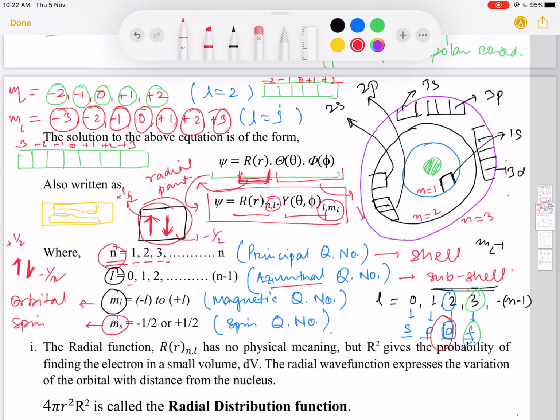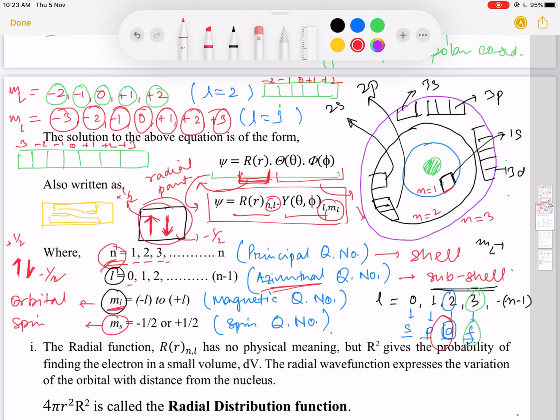First, remember the principal quantum number n, it gives knowledge about the shell. Secondly, the orbital angular momentum or azimuthal quantum number tells us about the subshell. Then the magnetic quantum number tells us about the orbital, and the last one, the spin quantum number, tells how the electron is placed in the orbital. This is the basic idea about all the four quantum numbers.